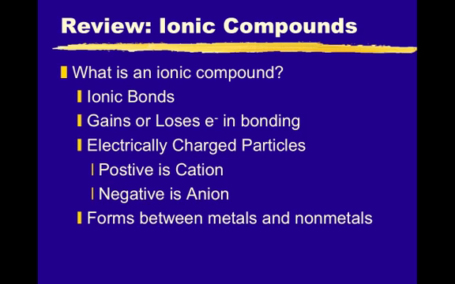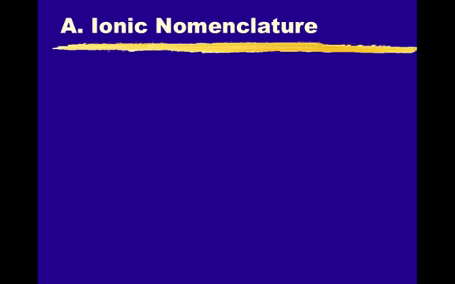Remember, metals lose electrons to become positive. Nonmetals gain the electrons to become negative. They have electrically charged particles. The positively charged metal is referred to as the cation. The negatively charged nonmetal, or negatively charged polyatomic ion for that matter, is called an anion. And like I said, it forms between metals and nonmetals.